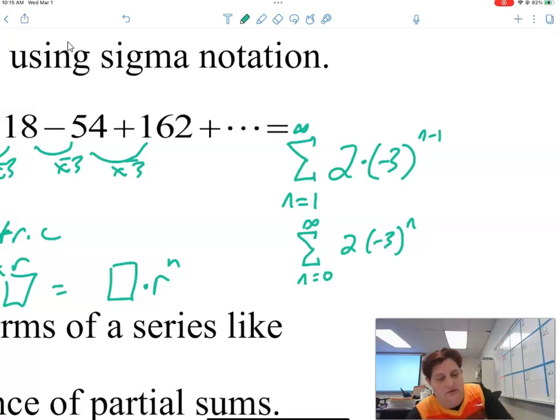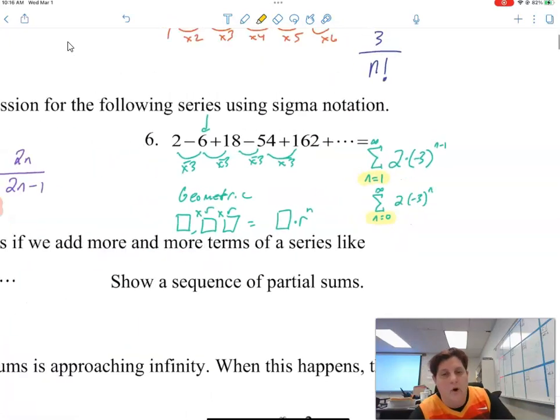Those answers are identical, so I just have to make sure that I'm careful when I grade your work and see if you started at 0 or if you started at 1. All right?